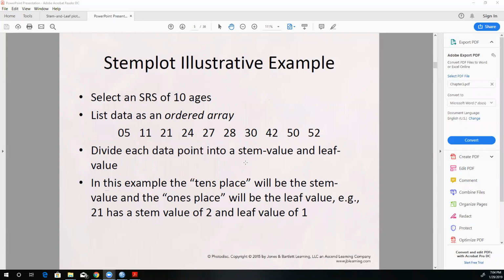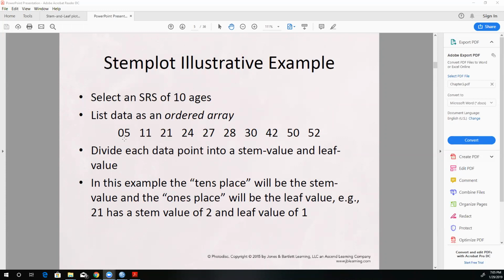So here he looks at one of the samples that are in the book, and he selects a simple random sample of 10 ages. And so these are just people's ages that he selected. And one of the things you do, once you've selected that simple random sample of 10 ages, is that you are going to place it as an ordered array. So, even though he may have picked 21 first and then 50 and then 27, what he does is he puts them all in order.